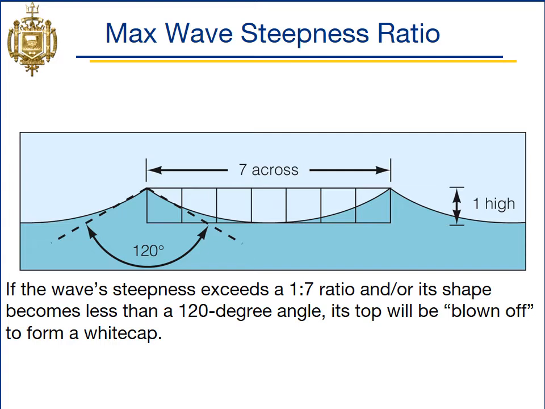So what happens there is the waves become so pointed, and the wind tends to blow the top off the waves, and that's what creates the whitecaps or the whitewater that you see oftentimes in the ocean or in the sea or in a river. You can also quantify that as the angle between the two sides of the waves, and if that becomes less than 120 degrees, then that's considered to be so steep that whitecaps will occur. So 1 to 7 is that critical ratio.